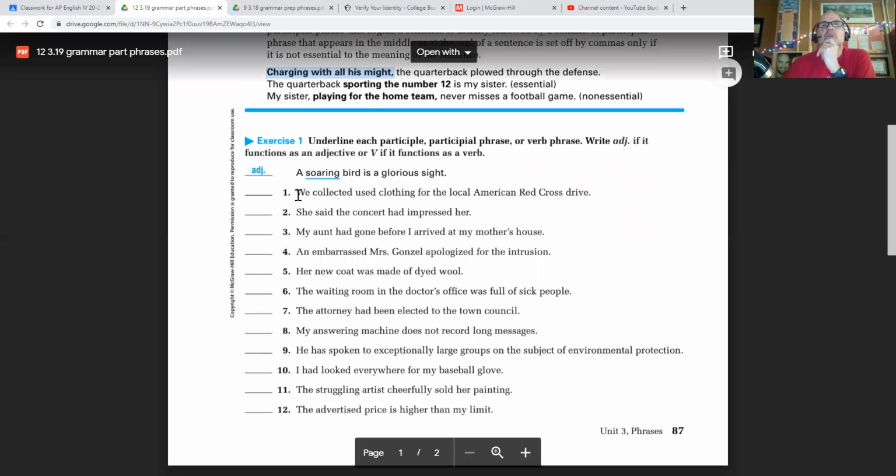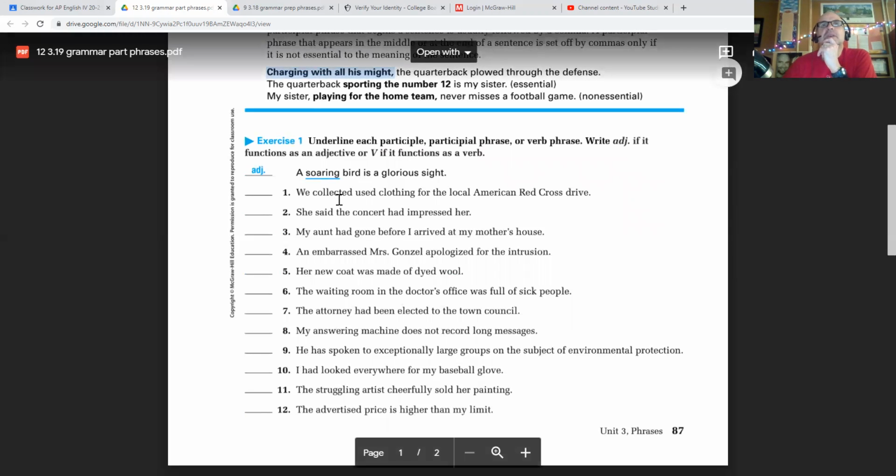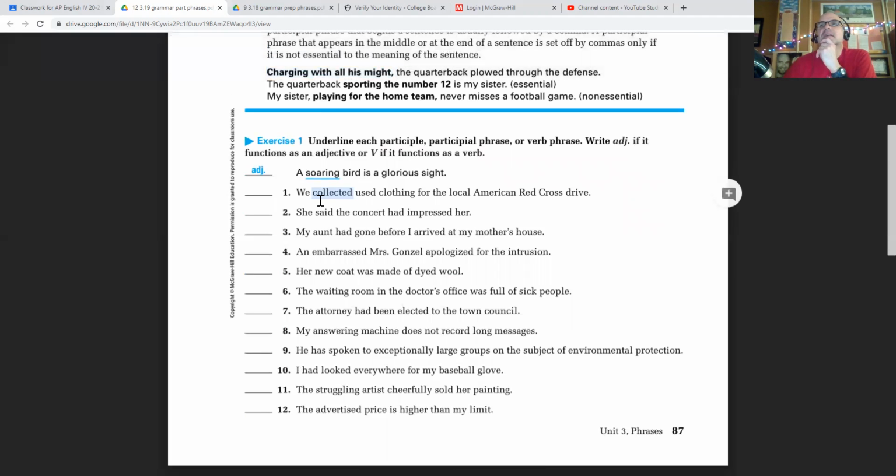Okay, let's look at one more. We collected used clothing for the local American Red Cross drive. All right, we collected. That's just a verb right there, right? That's what we're doing. But used, that's not really an action there. It's describing the clothing, right? So collected, that's a verb, V, right? Here, used, that's an adjective. In other words, a participle, a past participle.